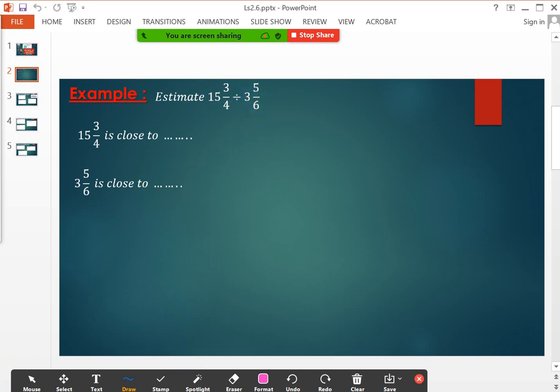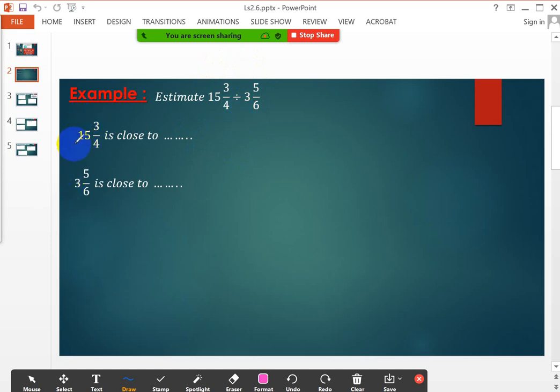There is a method I can use to divide two fractions. This method, we name it compatible numbers. What are compatible numbers? Compatible numbers are numbers that can be calculated with each other. So if the calculation here is division, I will choose numbers close to those numbers that I can divide by each other.